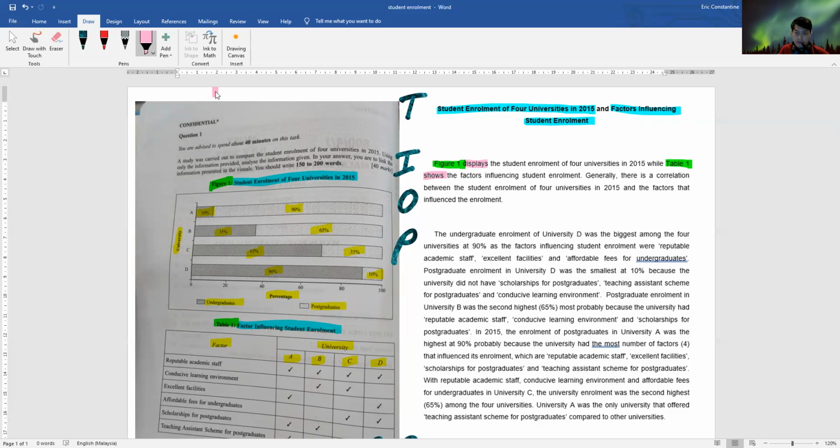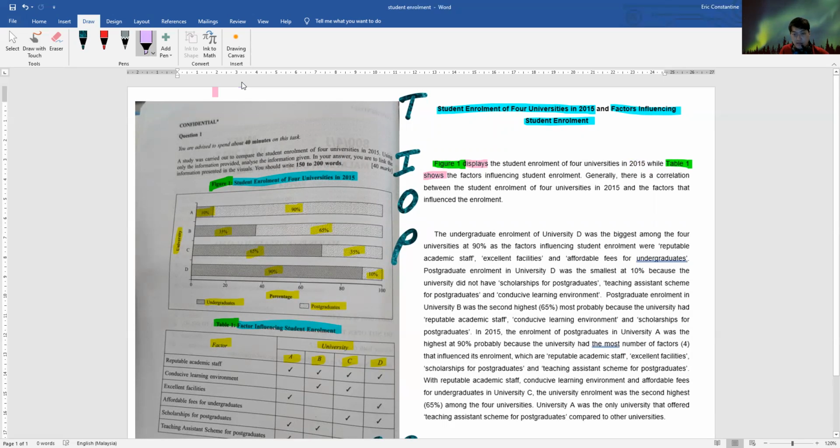Okay. Now the student enrollment of 4 universities in 2015. Remember that if you forget to mention the year, then it is not a good report. Some students make a mistake. They forgot to put the year. So I usually don't tick correct for the introduction. So just bear in mind, the year must be stated because clearly in the question, it mentioned the year as well. So don't forget about that one, yeah?